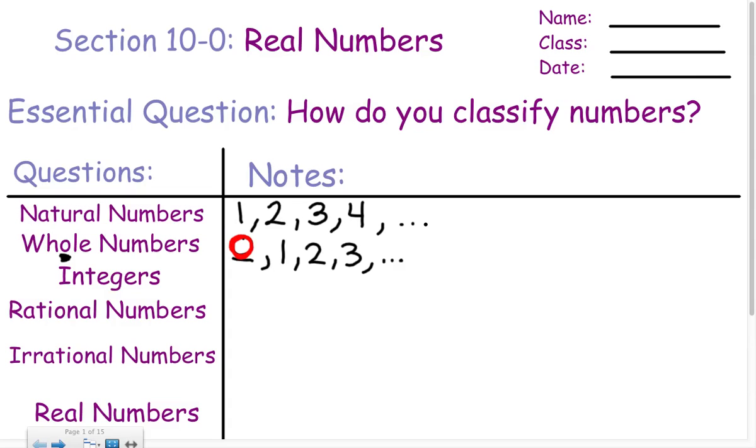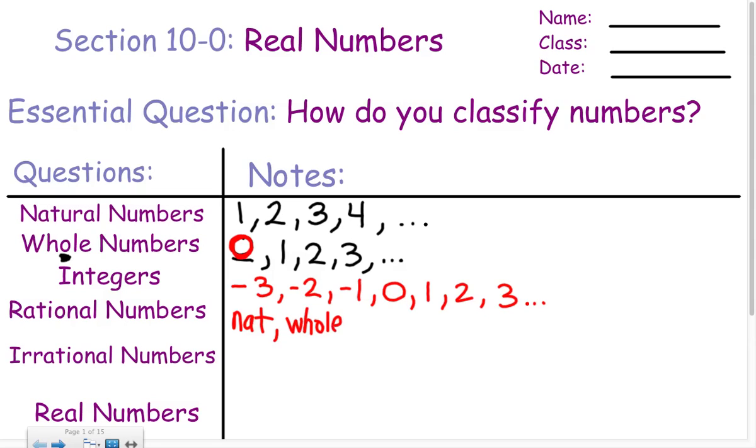Integers are numbers you generally would find on a number line. So positives and their opposites: -3, -2, -1, 0, 1, 2, and 3. Rational numbers include natural numbers, whole numbers, integers, and then you can also have fractions and decimals.